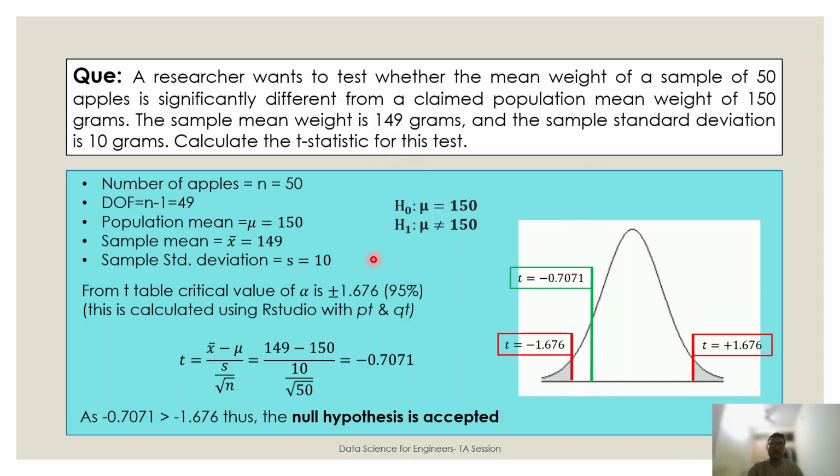Right now our value is minus 0.7071, which is coming here, and which is in the acceptance region. So whatever hypothesis we claimed here, the null hypothesis is accepted in this case. Okay, so that's the way to understand it with the help of the figure.